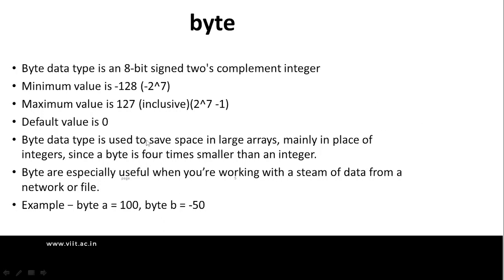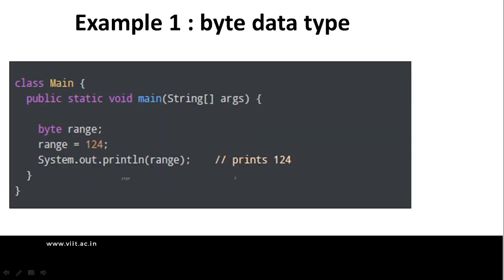For smaller capacity, byte variables are sufficient. For example, the byte data type. I have class Main, public static void main, byte range, range is 128, System.out.println. We have indicated its range is minus 128 to plus 127. Let us check through the program.